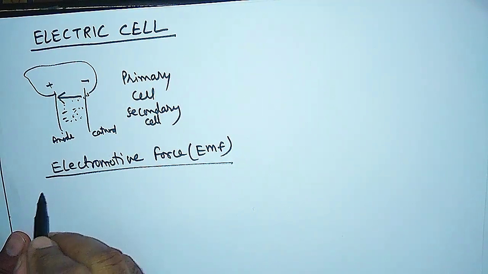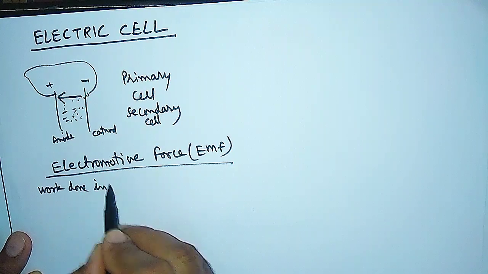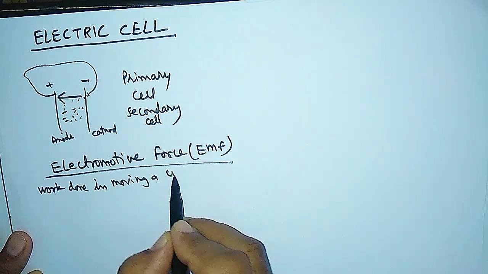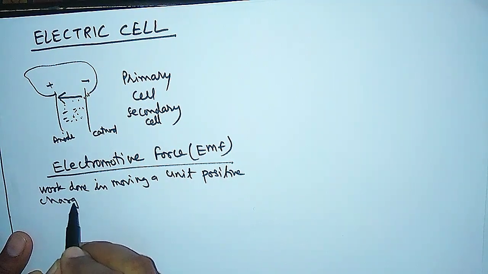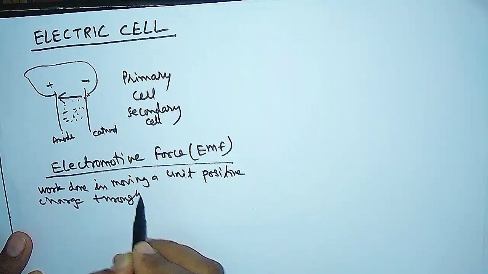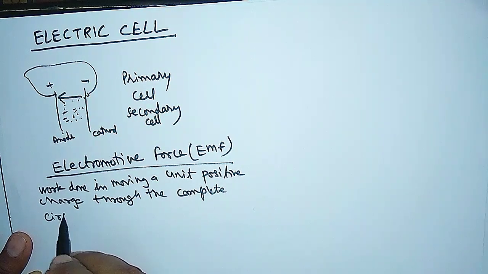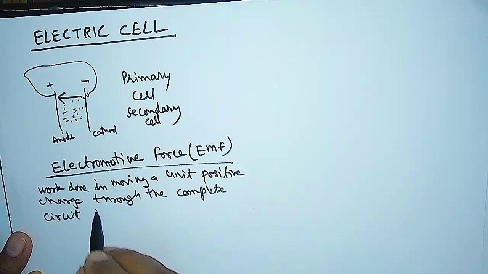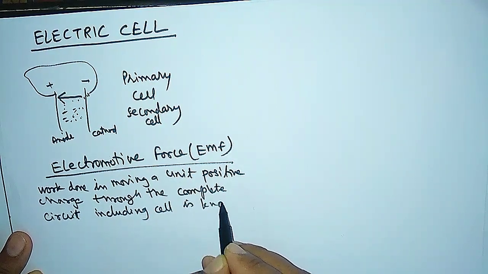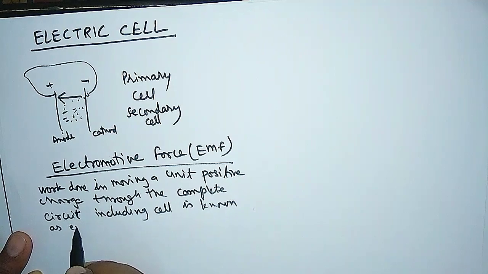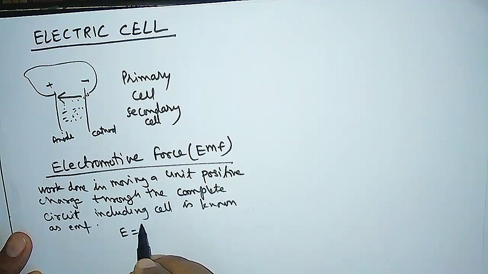So electromotive force, if we define it, is the work done in moving a unit positive charge through the complete circuit, including the cell, and is known as EMF, or electromotive force. So the formula is E is equal to W upon Q.